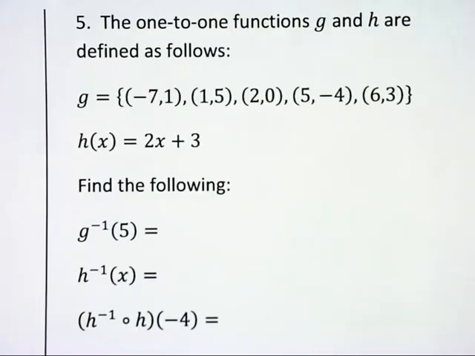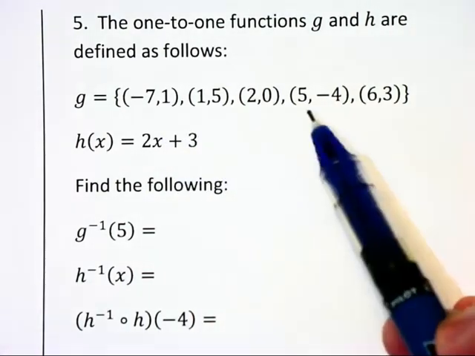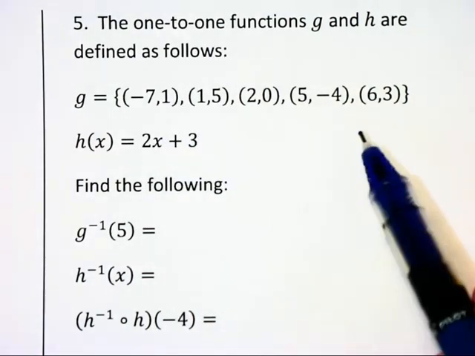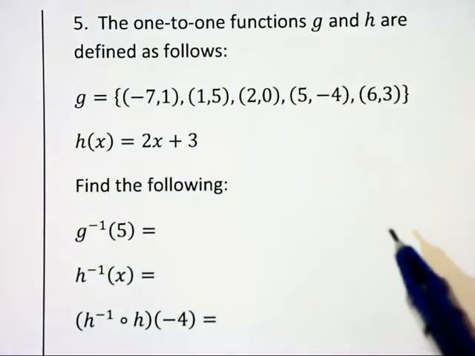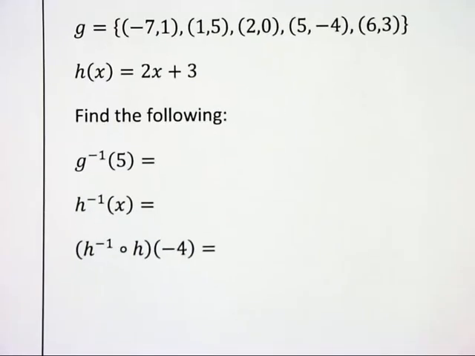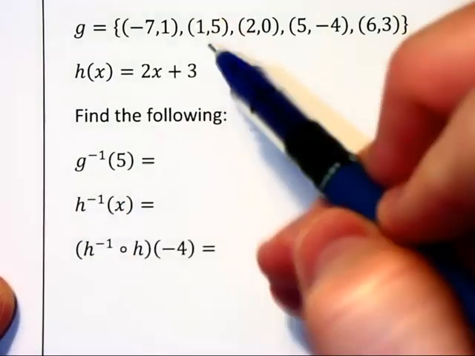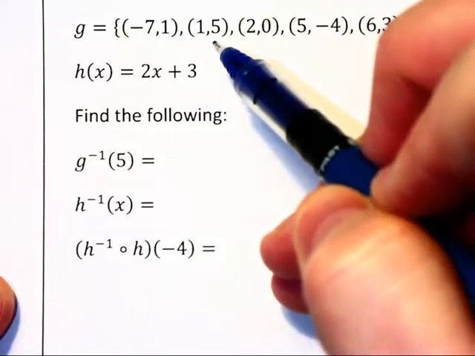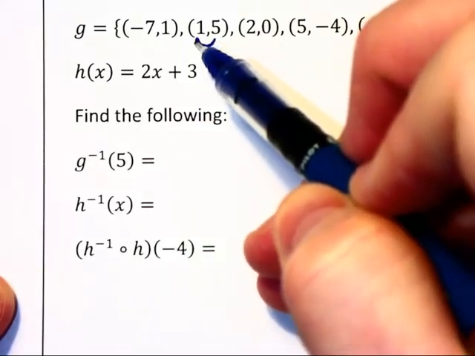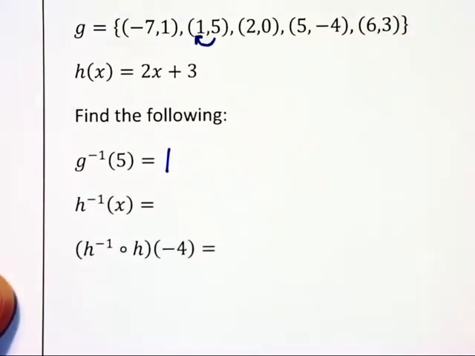Now let's look at a couple functions that are a little bit different. This first one is different because we have 5 points representing the first function instead of an equation. Now let's take a look at what we're being asked to find. The first thing is g inverse of 5. In other words, go backwards, start with the 5 output and find the input that it comes from, which is going to be 1 as I've illustrated up above.